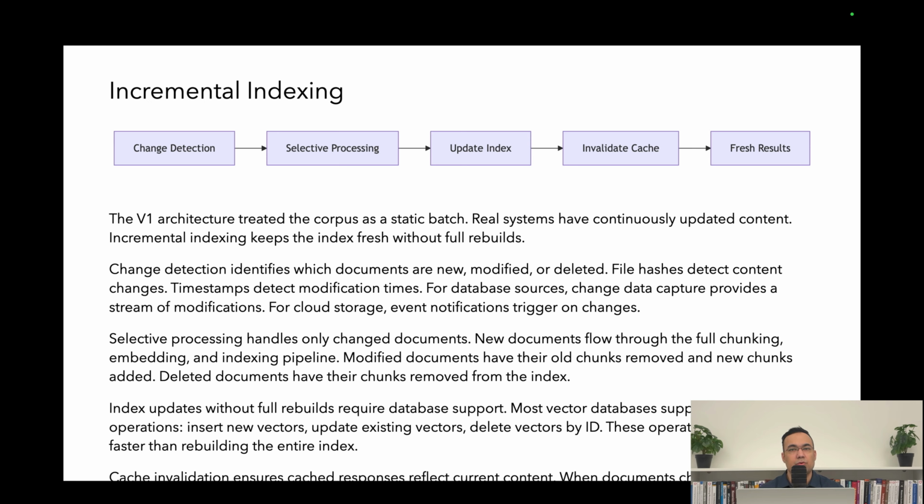Index updates without full rebuilds require database support. Most vector databases support incremental operations. Cache invalidation ensures the cached responses reflect current content. When the documents change, invalidate the cache entries that may have included those documents. Freshness versus latency trade-offs do exist. Near real-time updates keep the content fresh but add complexity. Batch updates with hourly or daily cadence are simpler but introduce staleness.